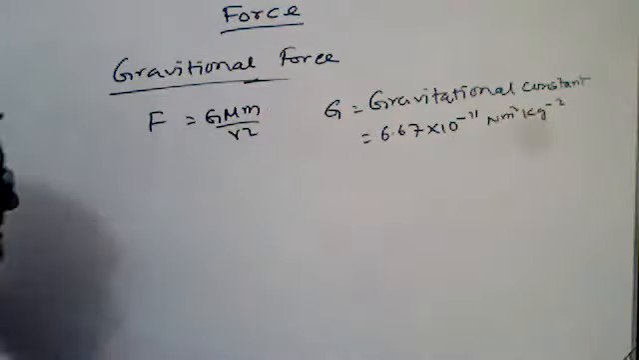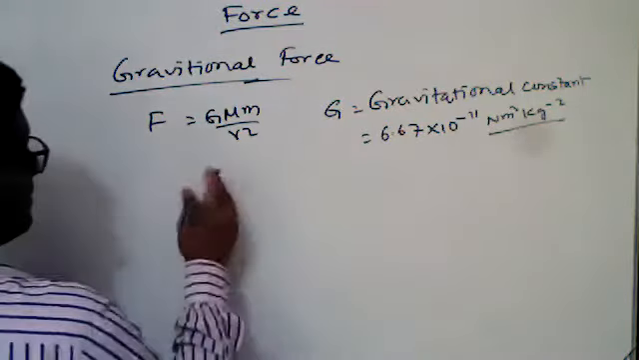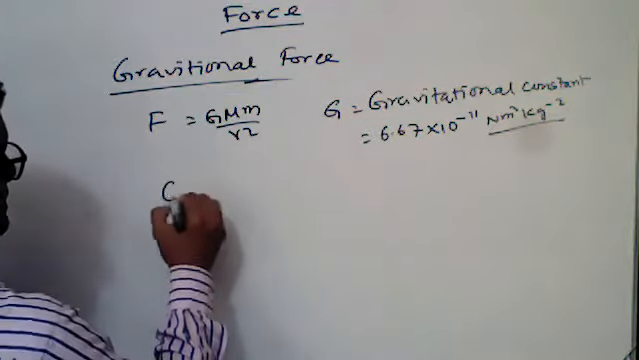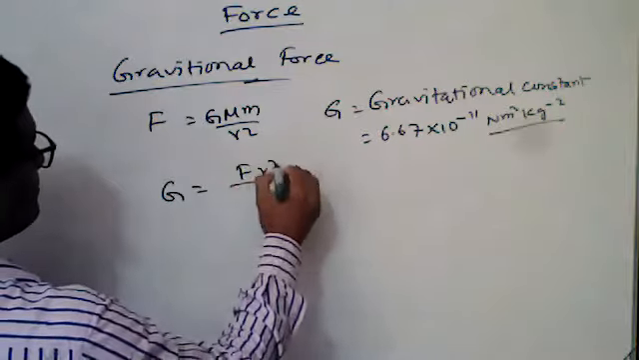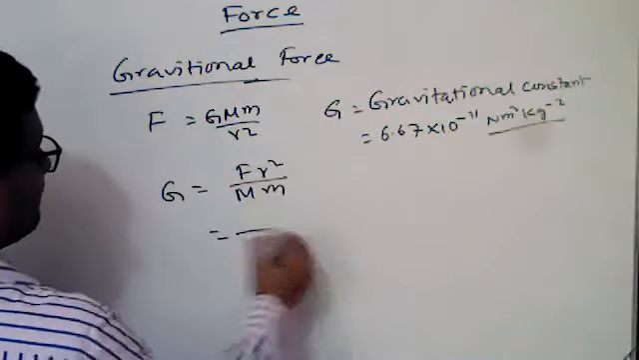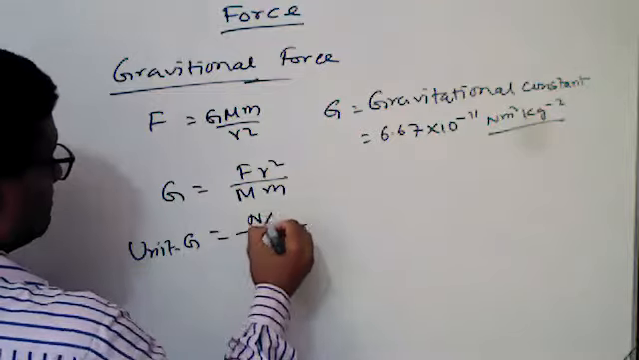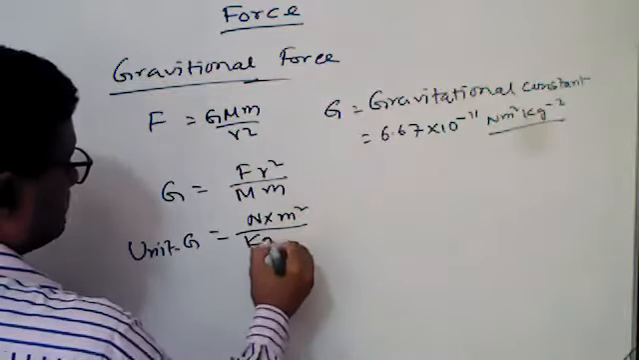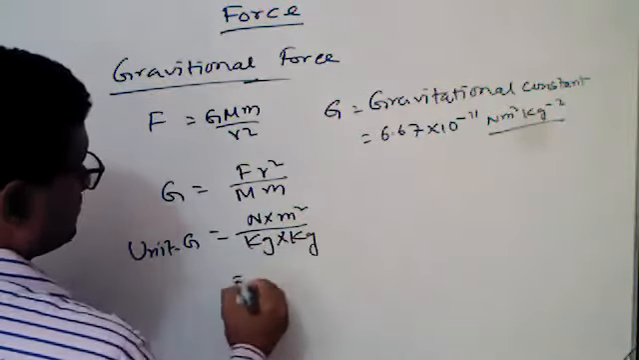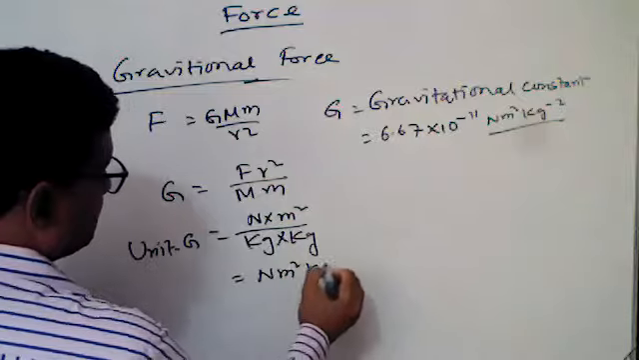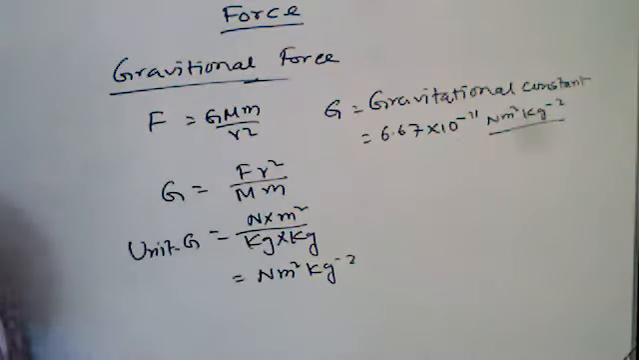How is it possible? How does the unit come? So G equals F R square by Mm. The unit of G is Newton meter square per kilogram into kilogram, so it will be Newton meter square kilogram inverse square. Okay, this is the unit of the gravitational constant.